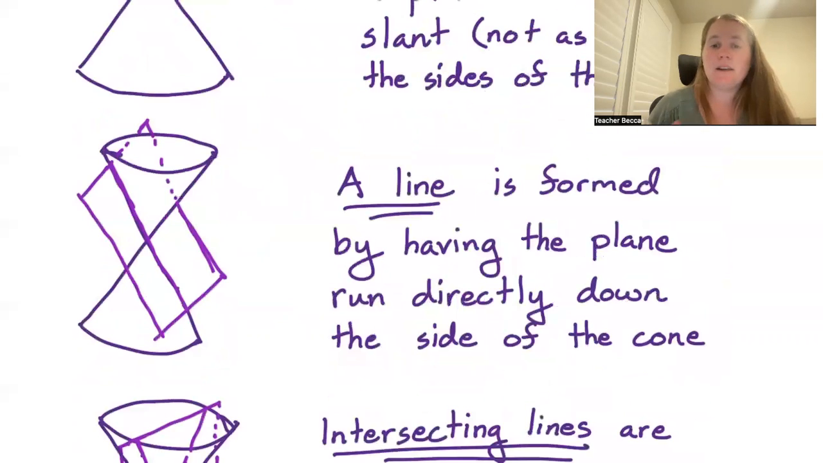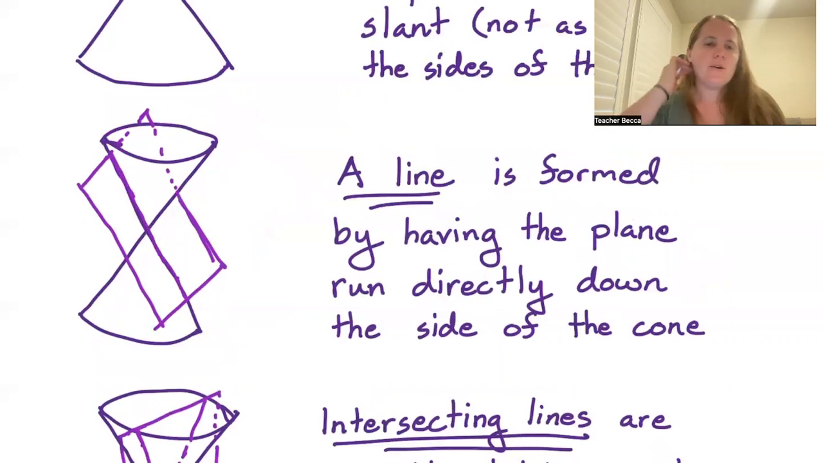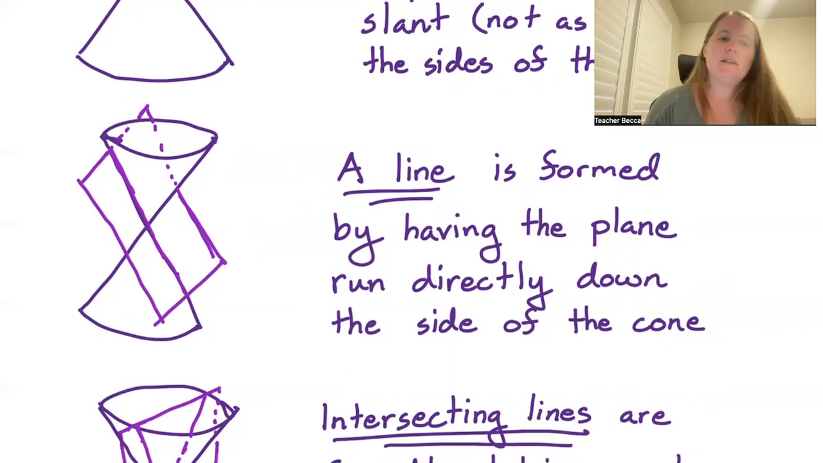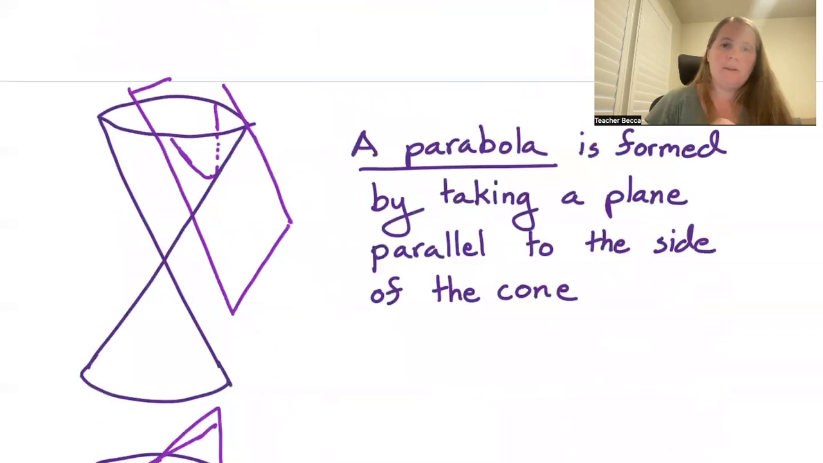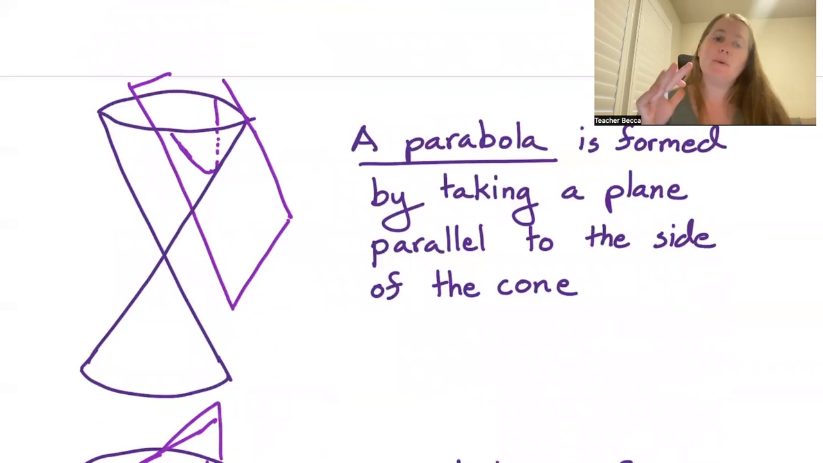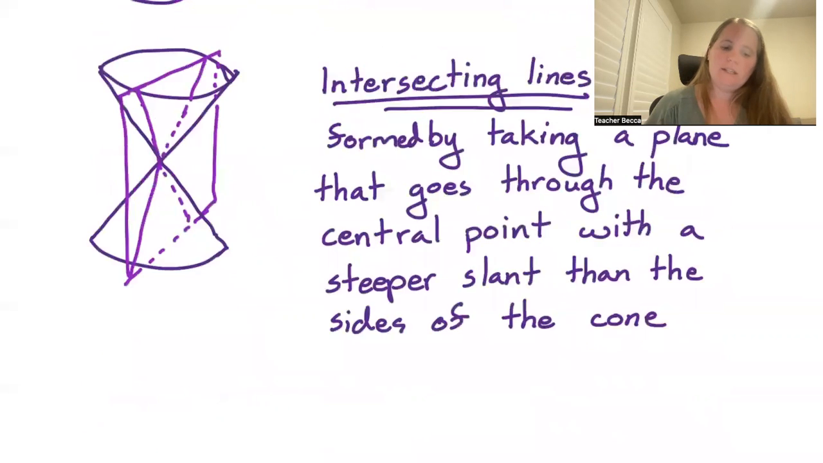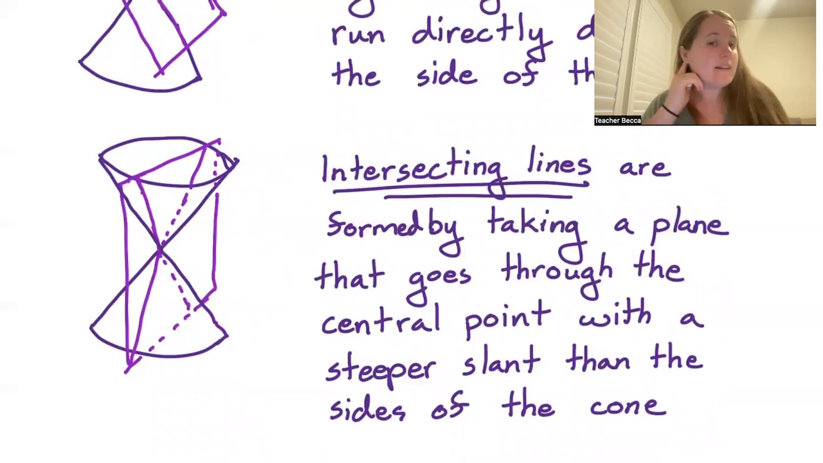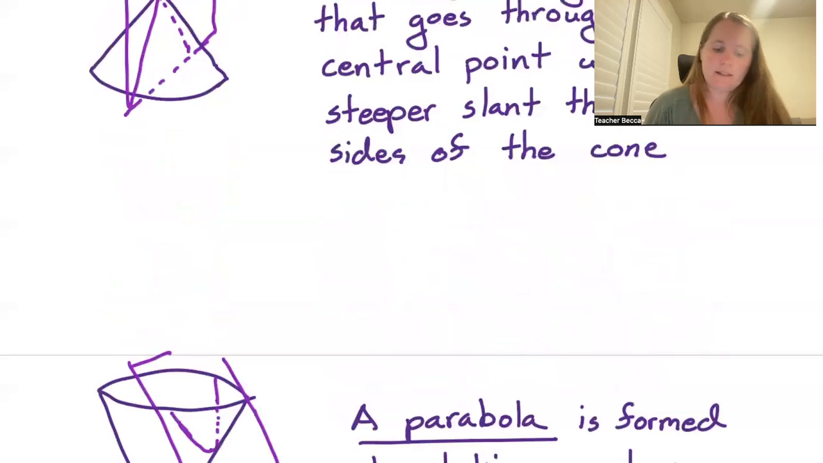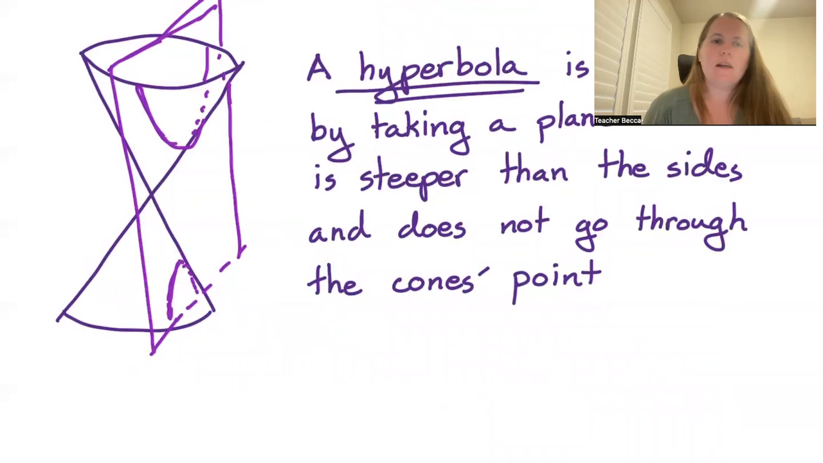If we make the plane have exactly the same slope, then we get a line if it runs directly down the side of the cones, or we get a parabola if it's shifted slightly up. If we take a plane that is steeper than the sides of the cone, if it happens to go directly through that intersecting point of the cones, then we get these crisscrossing lines. Otherwise, we get hyperbolas.